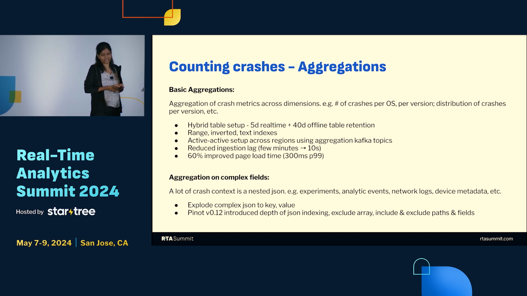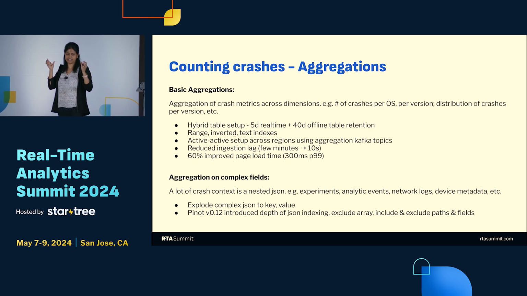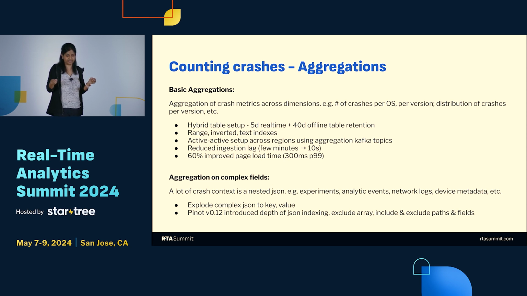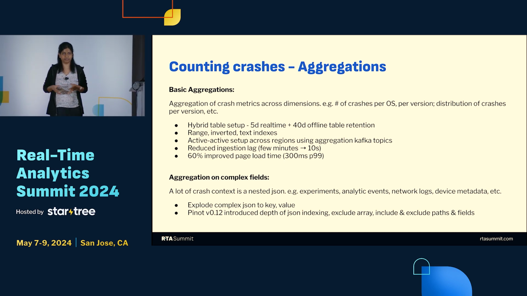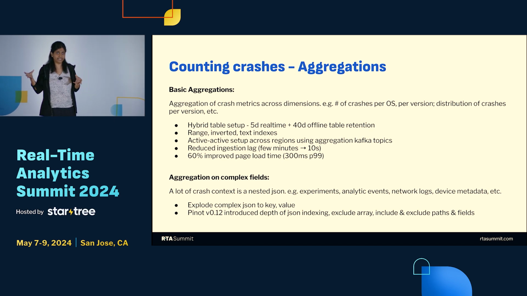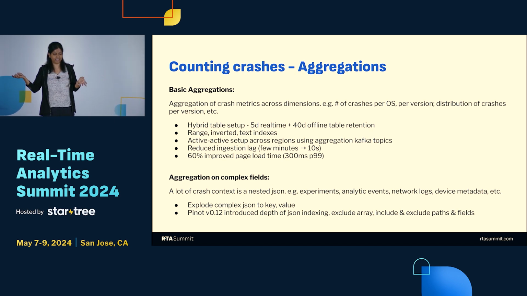Aggregation was in the complex field. For example, if you have a crash context, the payload will have some nested JSON, right? Because it will store some stack trace, analytical events, and experimental tags that we have to identify. When we onboarded this use case, Pinot was on a lower version of Apache Pinot, I think 0.11, and we had to go with a flattening schema, where you explode the complex JSON into keys and values, right?